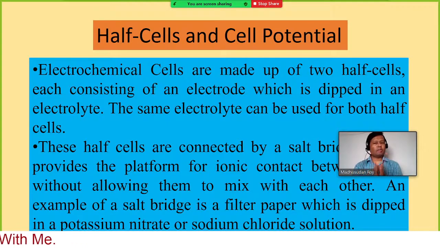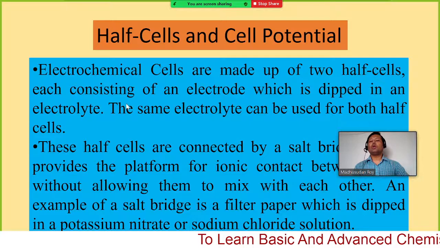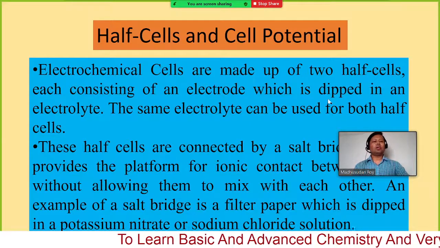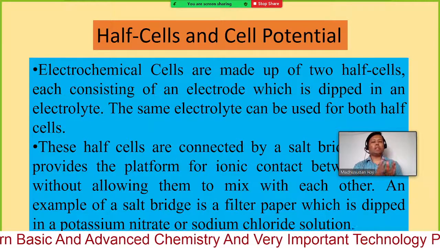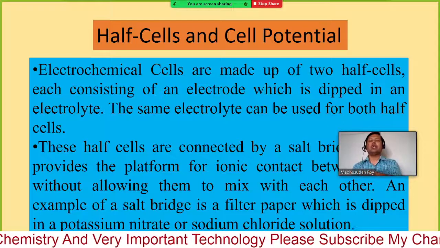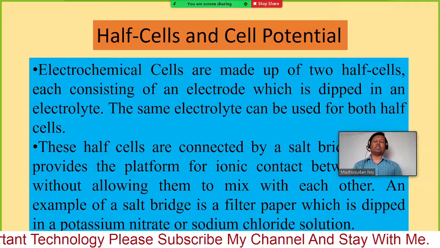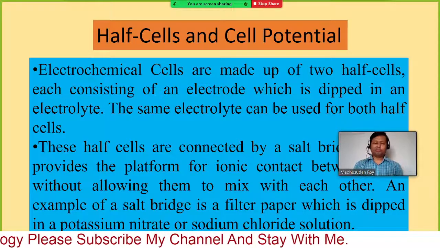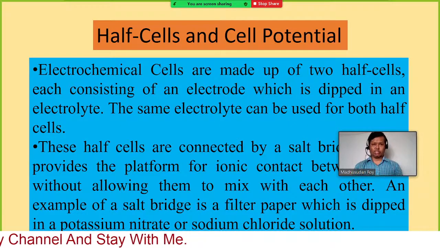So what was the half cell? Already mentioned: electrochemical cells are made up of two half cells. Already I have shown and mentioned, each consists of an electrode which is dipped in an electrolyte. Both parts have an electrode dipped into some electrolyte. The same electrolyte can be used for both half cells. Sometimes we can have the same electrolyte or sometimes different electrolytes.